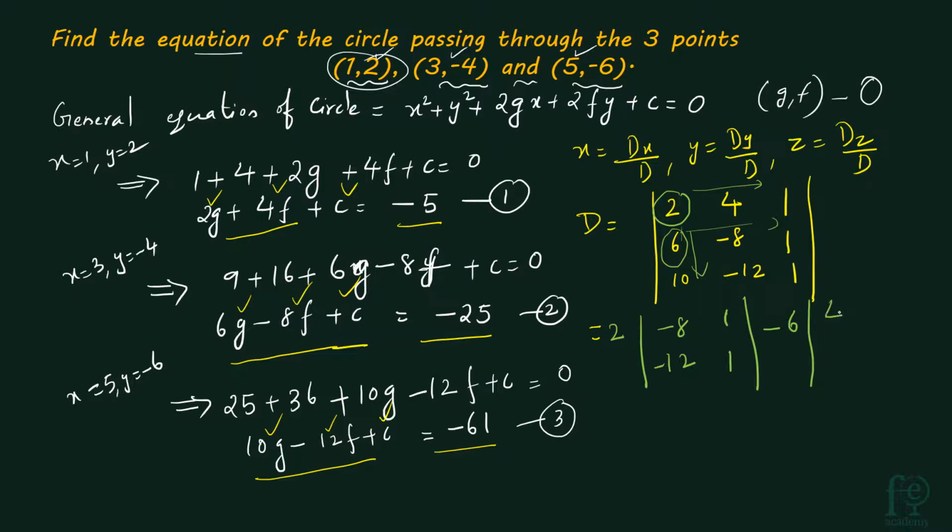So the remaining terms are 4, 1, minus 12 and 1, plus 10 into, again you have to exclude the row and the column containing 10. So you have to exclude this row and this column. So you will be getting 4, 1, minus 8 and 1.